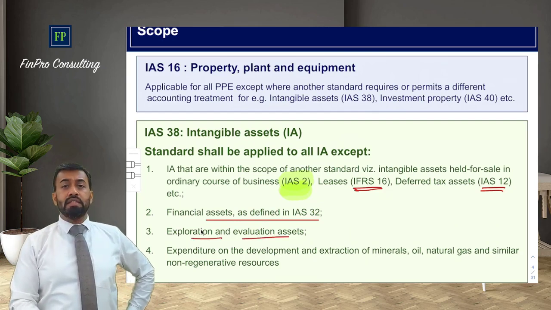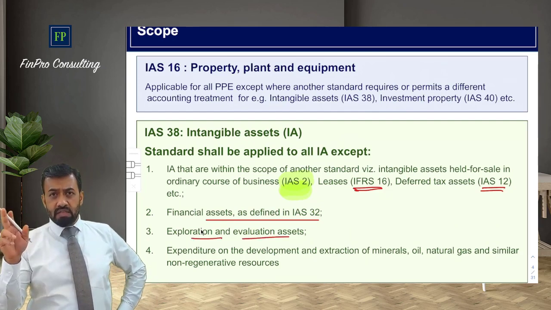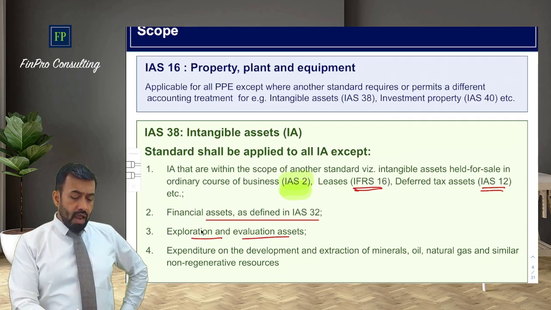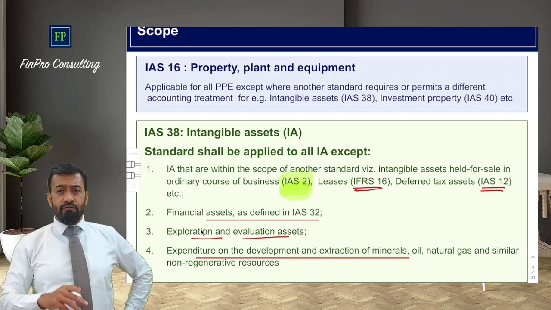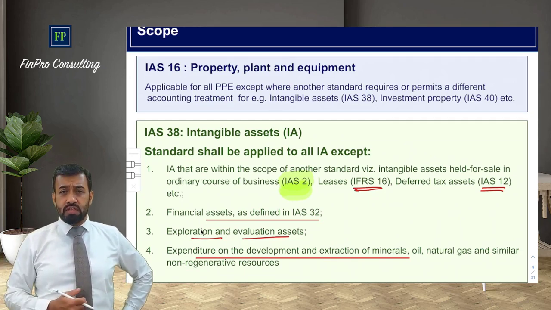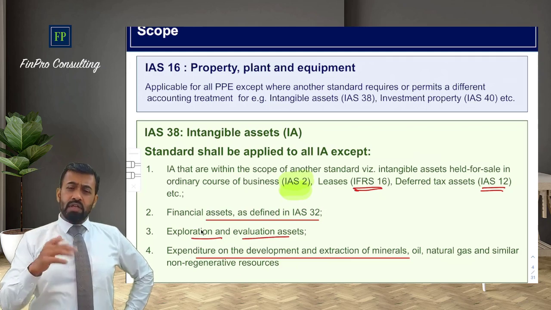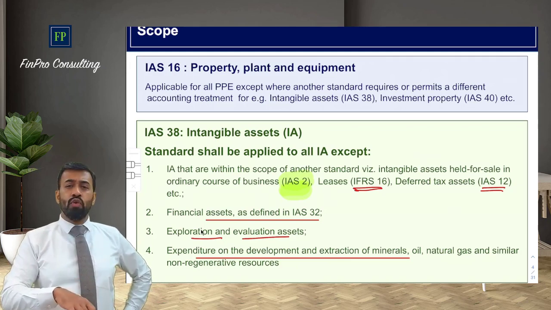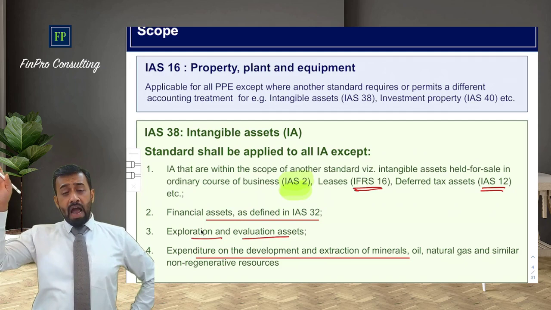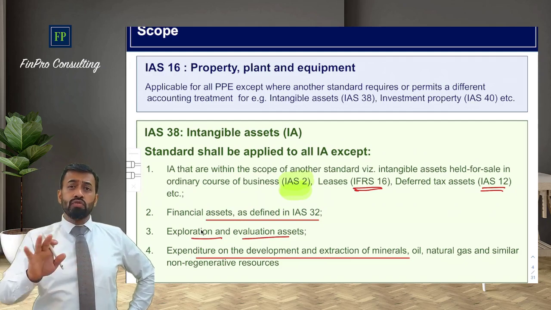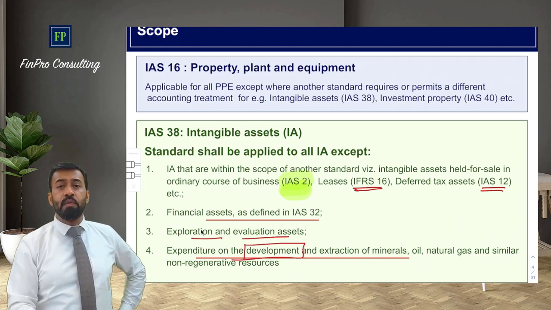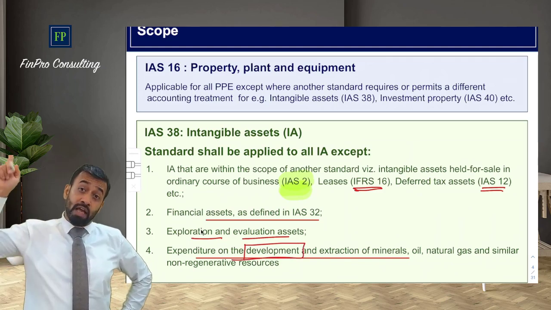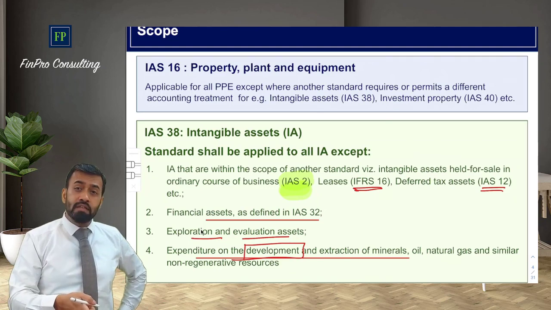Exploration and evaluation assets, these are dealt under IFRS 6, not under this. And expenditure on development and extraction of minerals. So this development of natural resources, it seems it is an intangible asset, but specifically excluded here. But under IFRS 6 also there is no such provision to consider and capitalize this development expenditure. Here also there is an exclusion.